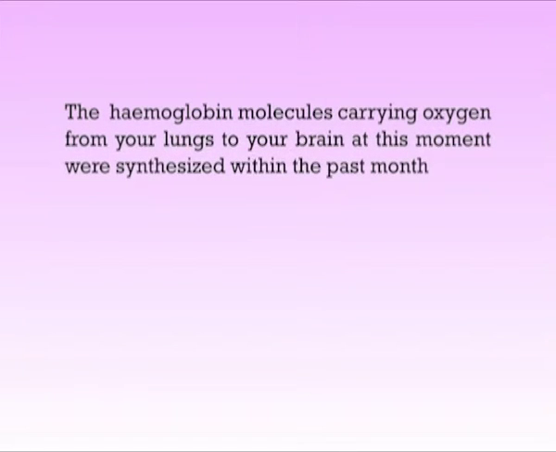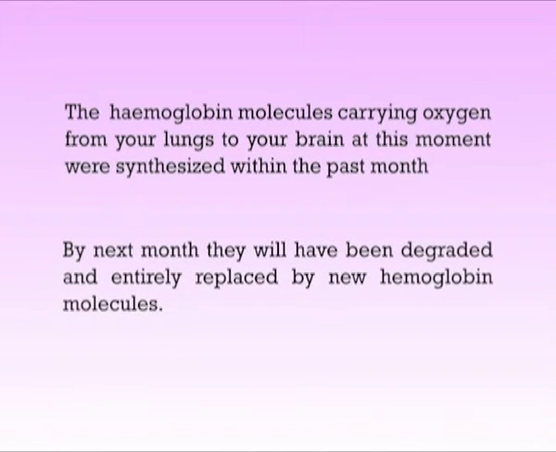Let's take an example. The hemoglobin molecules carrying oxygen from your lungs to your brain at this moment were synthesized within the past month. By next month, they will have been degraded and entirely replaced by new hemoglobin molecules. The glucose you ingested with your most recent meal is now circulating in your bloodstream. So before the day is over, these particular glucose molecules will have been converted into something else, carbon dioxide or fat perhaps, and will have been replaced with a fresh supply of glucose so that your blood glucose concentration is more or less constant over the whole day.